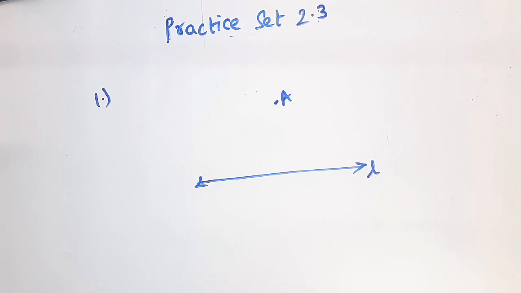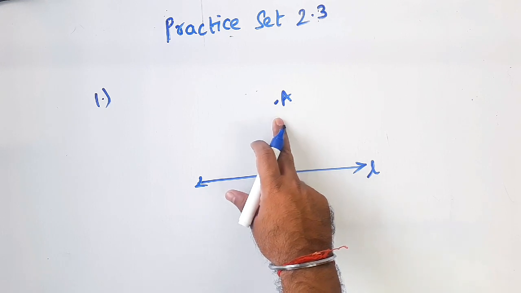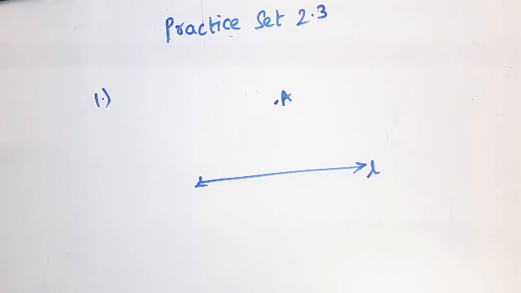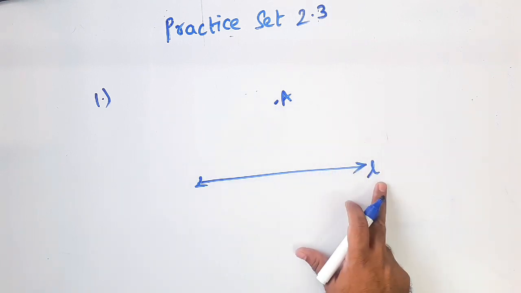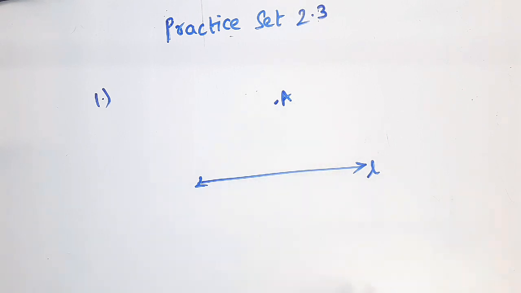Then draw a line through point A which is parallel to line L. So what we have to do is draw a line which is parallel to line L through point A. Here we have to draw two perpendiculars, two 90 degrees. How are we going to do this?